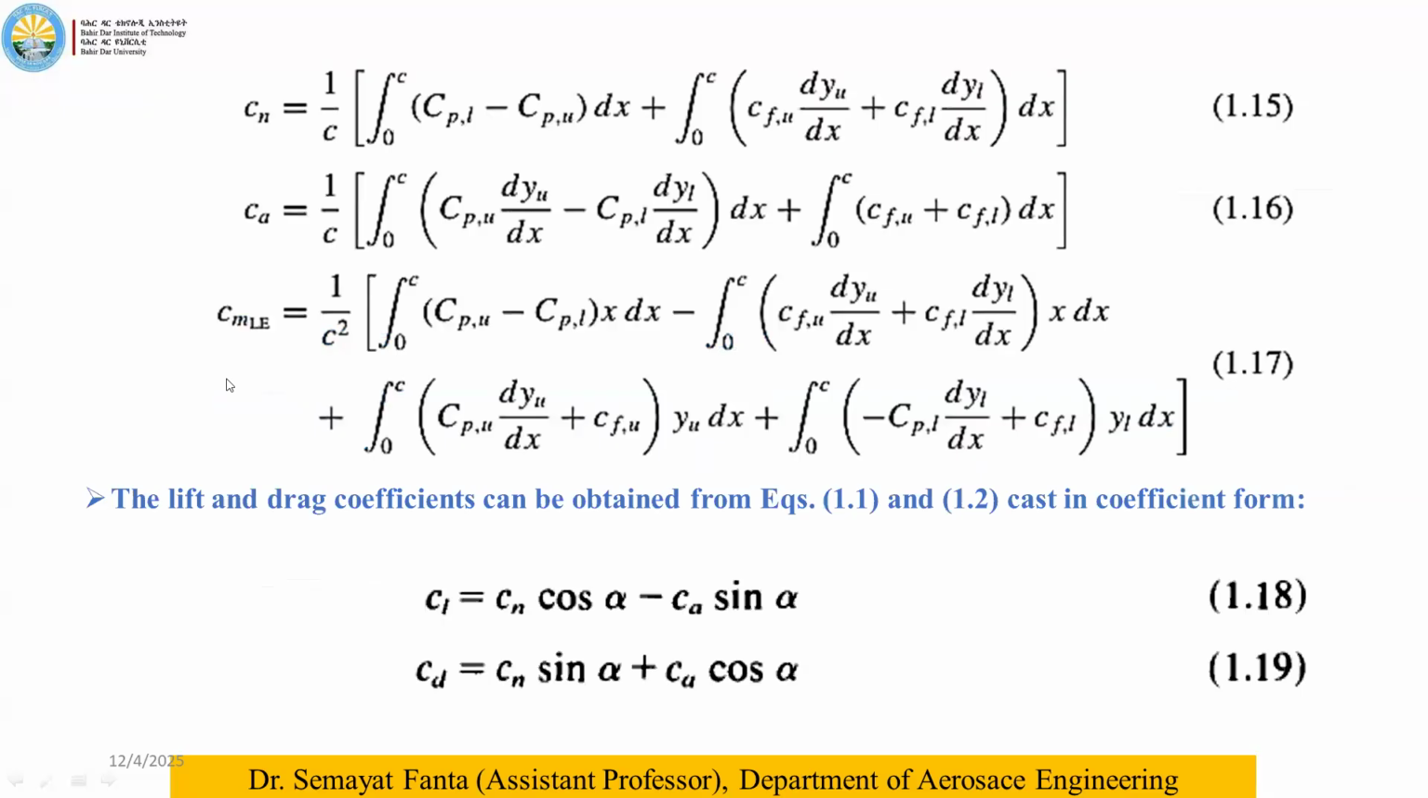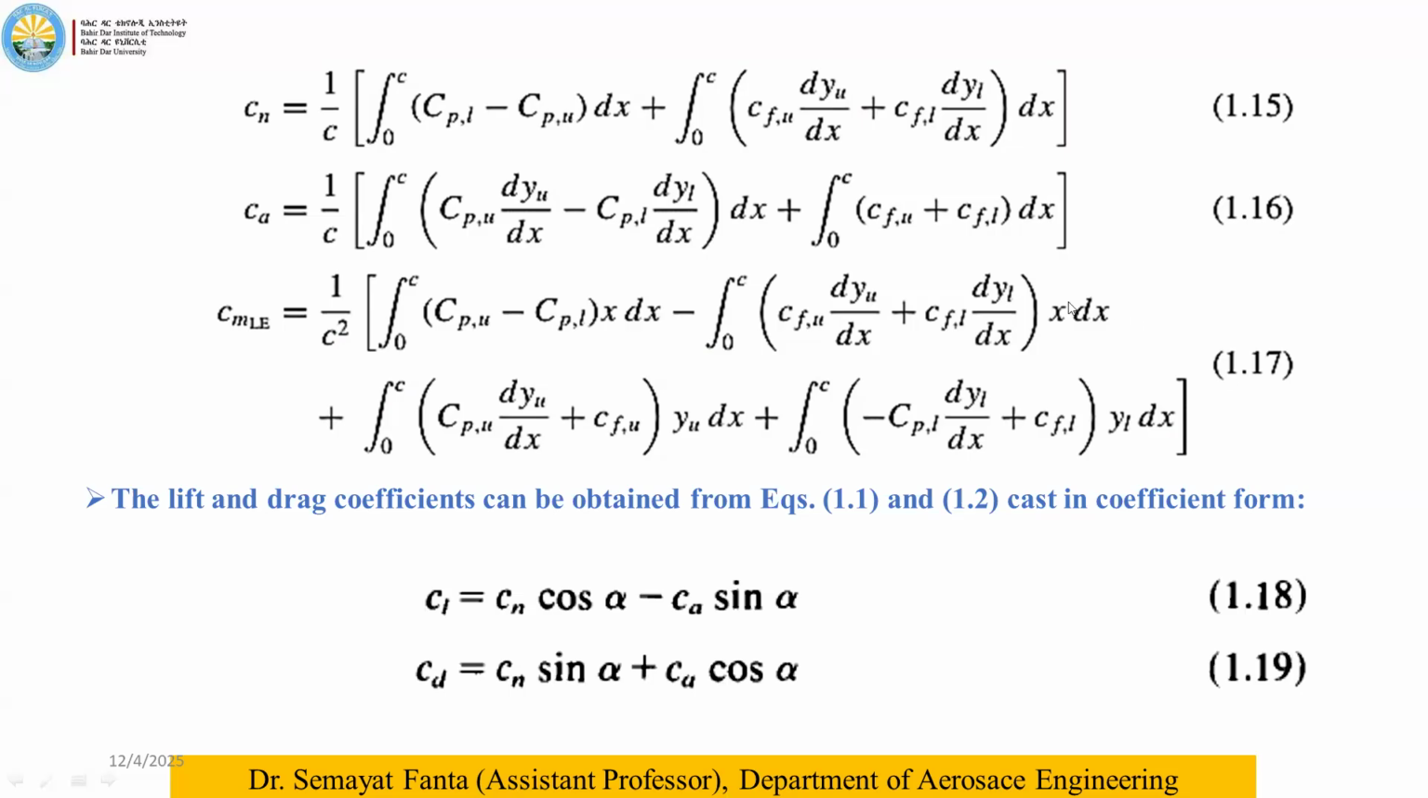And then the aerodynamic coefficients for the aerofoil, which are represented with a small letter here. But previously, we already captured these formulas for the three-dimensional case in the capital letter. So Cn is the normal force coefficient, Ca is the axial force coefficient, and Cm is the pitching moment coefficient about the leading edge. So these formulas are given cumulatively here.